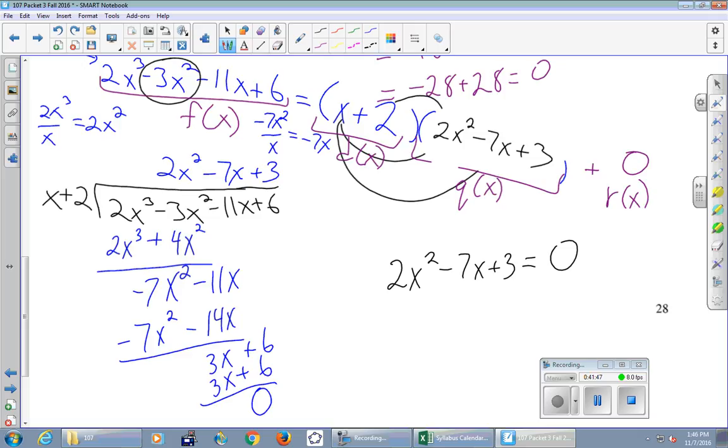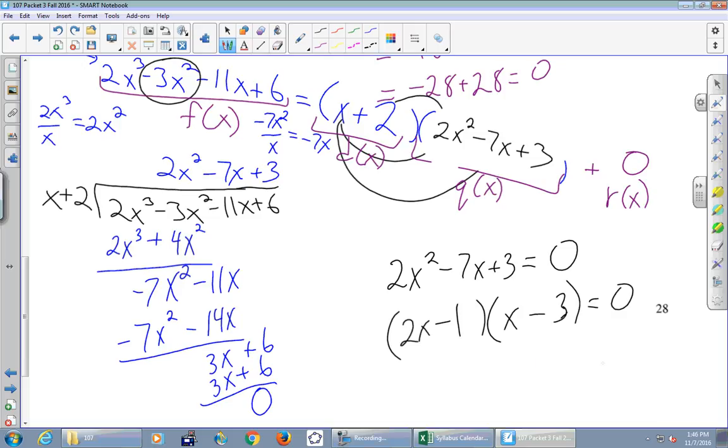I actually think this guy does factor. Let's just get our answer up here real quick. 2x and x. I think it's a 3 here and a 1 here. You guys check. Do the FOIL. Tell me if that's right when you FOIL that out. Good. Okay, what value of x makes the second parentheses equal to 0? It's 3. First one?